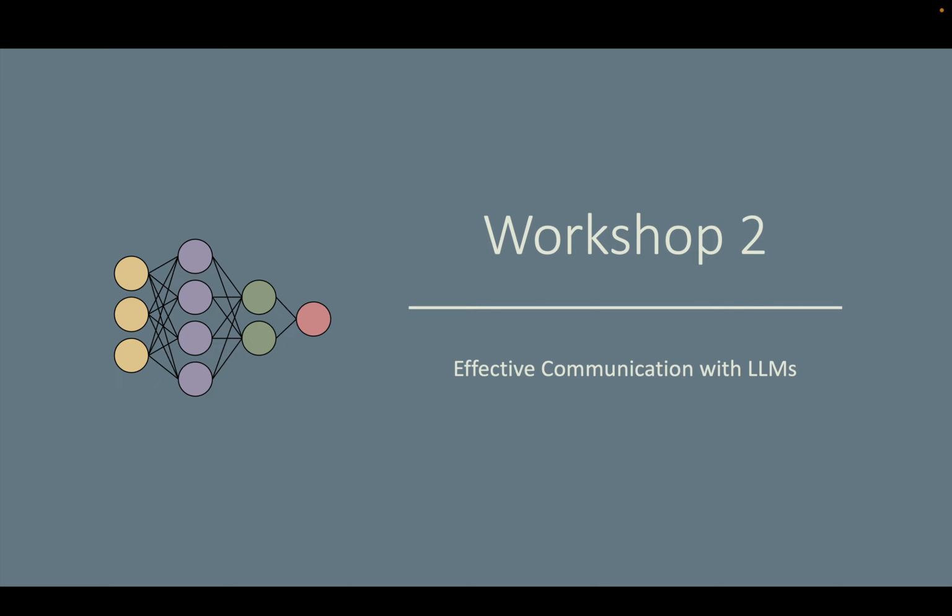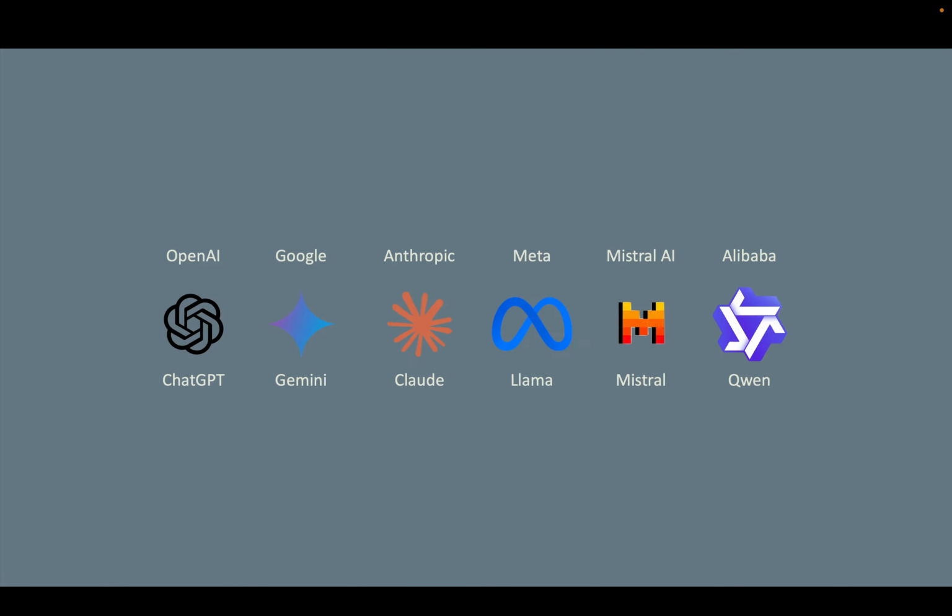Today, we'll explore effective communication with large language models. While I will use ChatGPT and the OpenAI API for demonstration in this workshop, it is important to remember that there are other powerful large language models available, such as Google's Gemini, Anthropic's Claude, Meta's Llama, and so on. Exploring multiple large language models can provide a broader perspective on the unique strengths and applications each model offers.